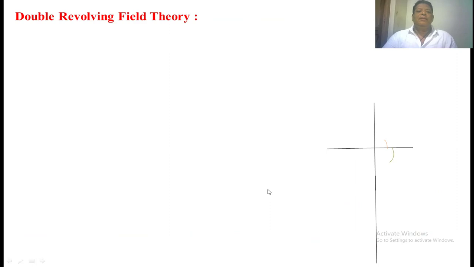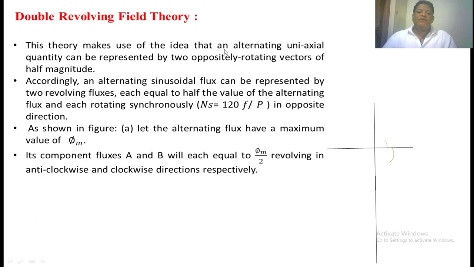Now we are going to see the double field revolving theory. In the double field revolving theory, any flux which is changing only in one axis we can resolve into two fluxes, each of half the magnitude, rotating in opposite directions. The theory makes use of the idea that an alternating uniaxial quantity can be represented by two oppositely rotating vectors. The sinusoidal flux can be resolved into two components rotating in opposite directions at synchronous speed, but the magnitude of each is half of the sinusoidal flux.